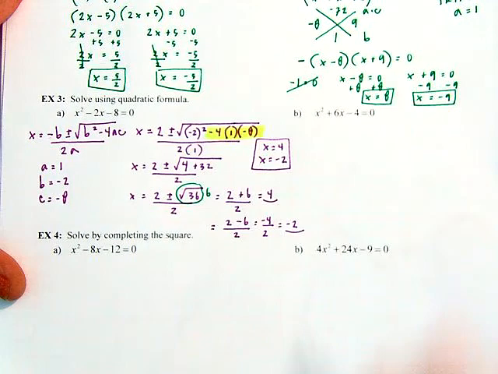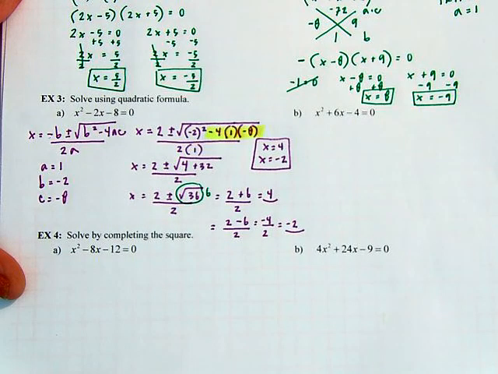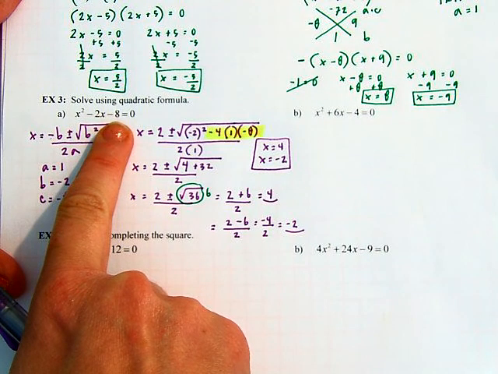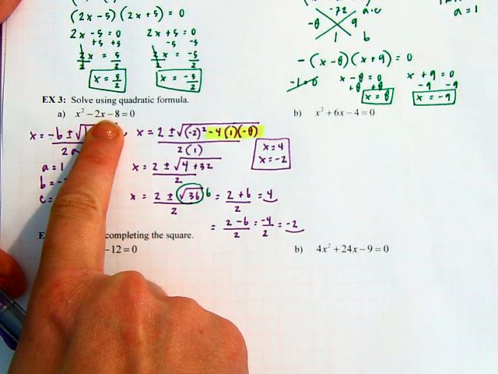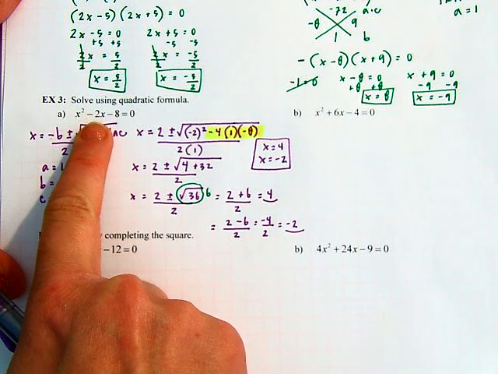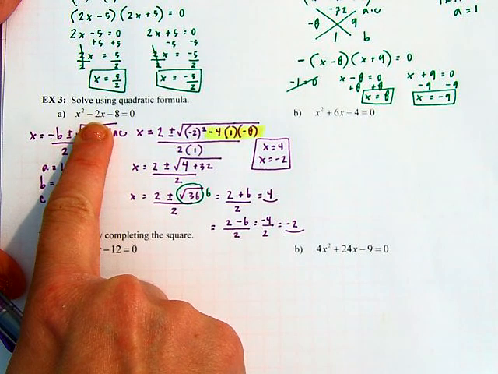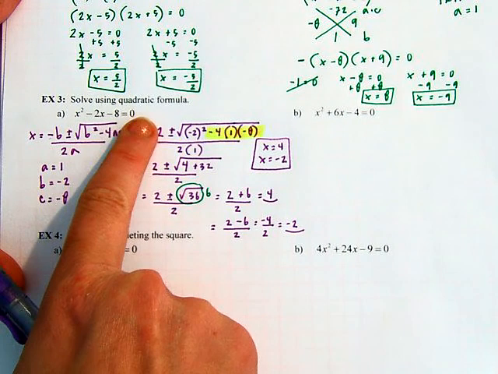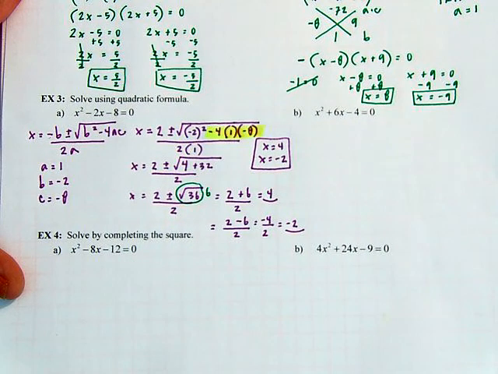And the fact that those came out real nice as integers clues me in that maybe there was a more efficient way that I could have solved this. I could have solved that by factoring. It would have factored into x minus 4 times x plus 2. So again, I told you to solve it this way, but that doesn't mean that there's not other ways you could solve it.